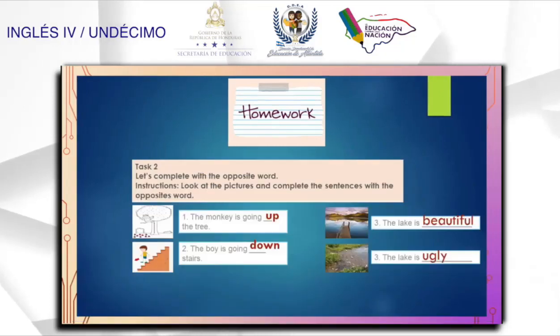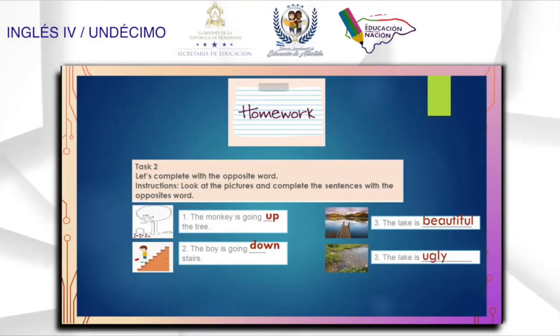Task number 2. Let's complete with the opposite word. Instructions: look at the pictures and complete the sentence with the opposite words. Number 1, the monkey is going up the tree. Number 2, the boy is going downstairs. Number 3, the lake is beautiful. And the last one, the lake is ugly. If you have your homework like this, it is correct. Good job, guys.